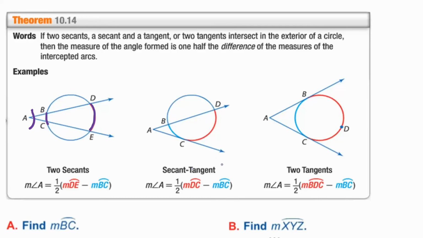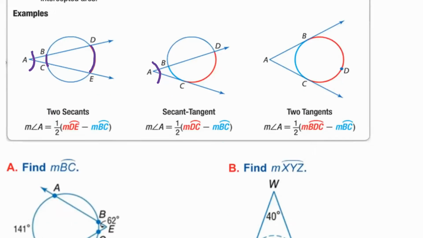For a secant and a tangent, it's the same thing. If I want to find the measure of angle A, it'd be 1/2 the measure of DC minus BC. For two tangents, again, it's the measure of the arc that's furthest away from it, BDC, minus arc BC, and take 1/2 of that.